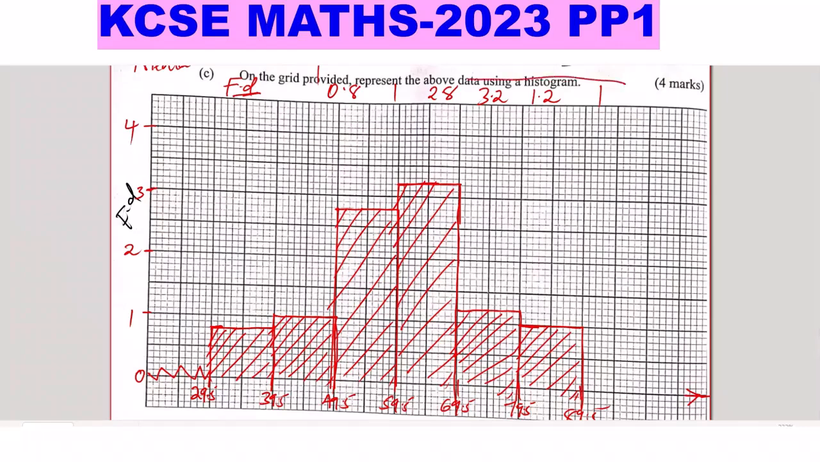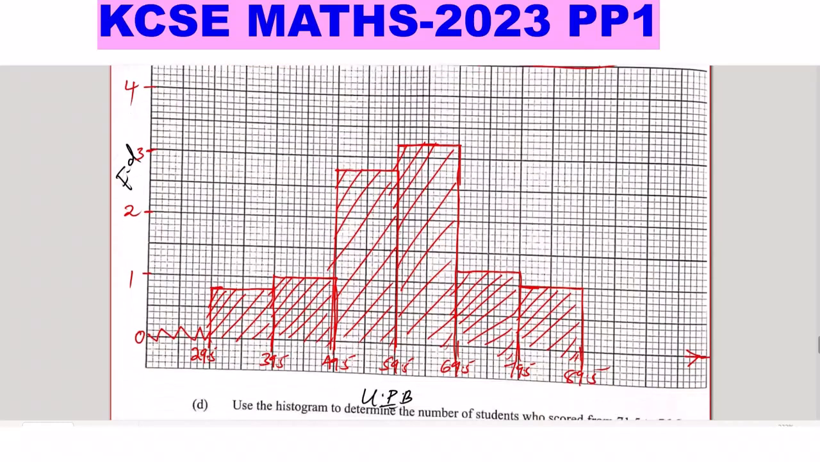We've been using these figures here. So for the first class, 29.5 to 39.5, the frequency density is 0.8. That is what we've drawn. The second class, 39.5 to 49.5, the frequency density is 1. The other class from 49.5 to 59.5, the frequency density is 2.8. The next class, 59.5 to 69.5, the frequency density is 3.2. And then the other class, 69.5 to 79.5, the frequency density is 1.2. And lastly, 79.5 to 89.5, the frequency density is 1.